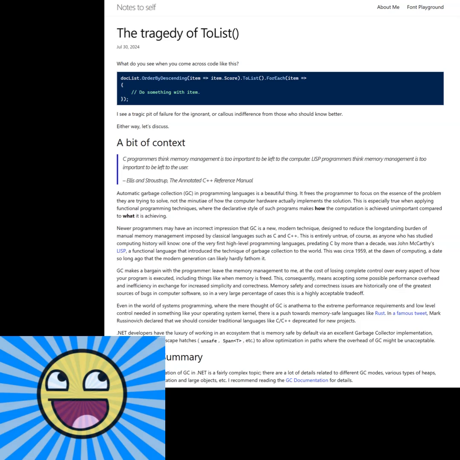Well, first and foremost, I would say be mindful. Think critically about each ToList that you encounter in your code. Ask yourself, is this truly necessary? Is there a more efficient way to achieve the same outcome without creating this unnecessary copy? It's about being intentional with our code, not just blindly following patterns or reaching for the first solution that pops into our head. Exactly. And don't be afraid to experiment.